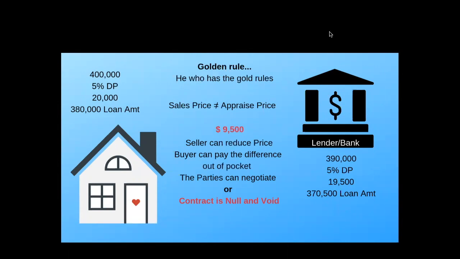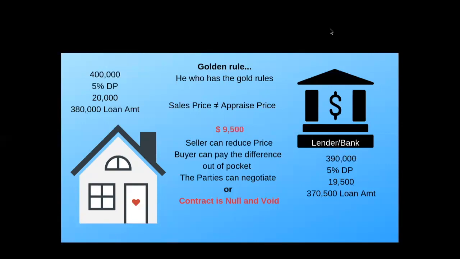The purchaser's down payment will decrease by $500. But the loan amount will have a $9,500 deficit. This is what happens when the sales price doesn't match the appraised value. This is why it's so critical to know how to do a CMA and make sure the values match up, that you can support it with the bank.